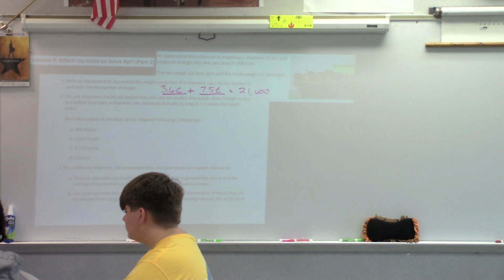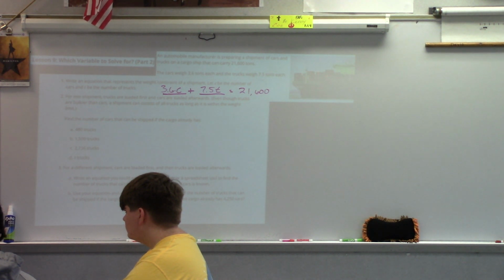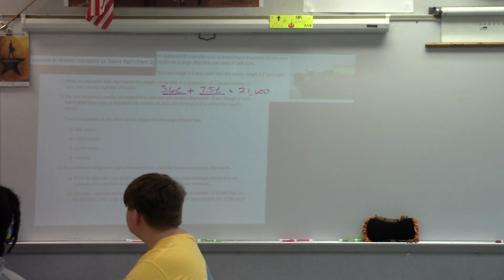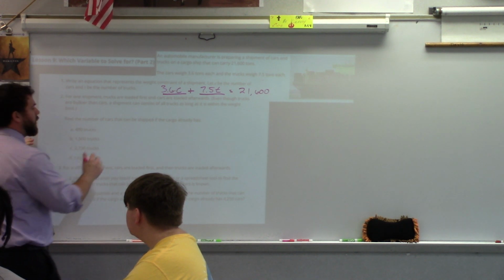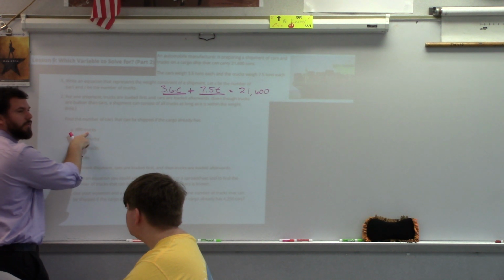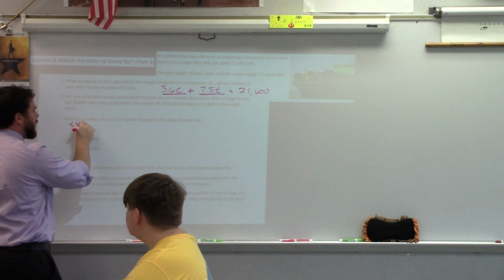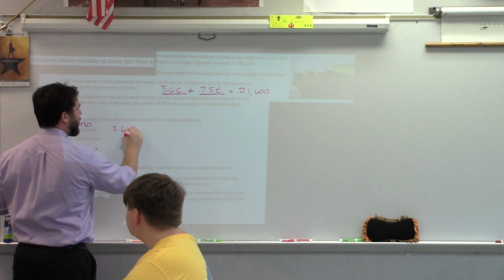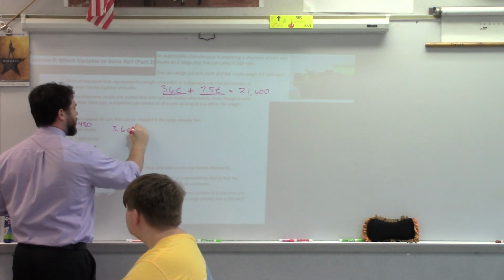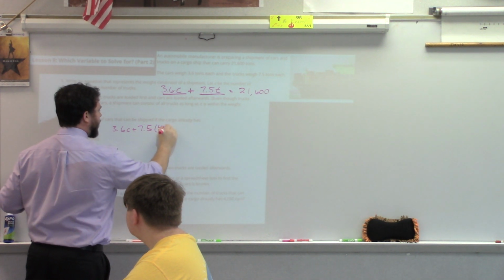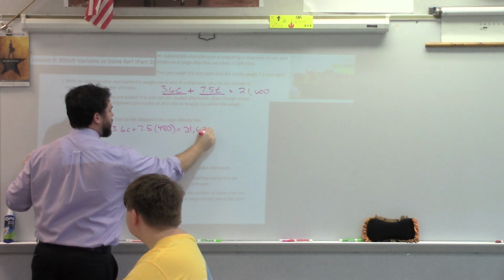One thing I will point out is I saw a lot of students yesterday trying to use their intuition to figure out how much each of the cars would weigh if we had this many trucks. But I think for those of us that I got to talk to, that was a little bit harder than it had to be. How can I use that equation to figure out how many cars there are if there's 480 trucks? Plug in the numbers. So what's that 480 going to take the place of? T, right? Literally we're saying T is equal to 480. So then 3.6C plus 7.5 times 480 is equal to 21,600.